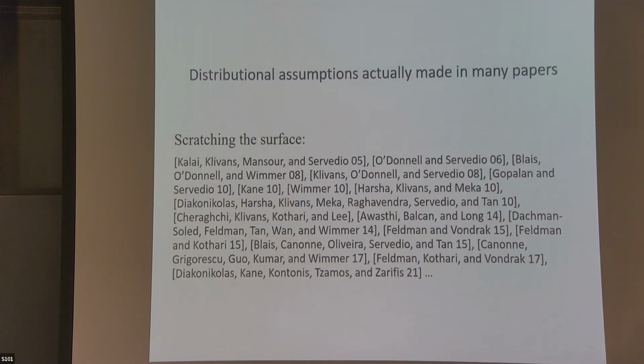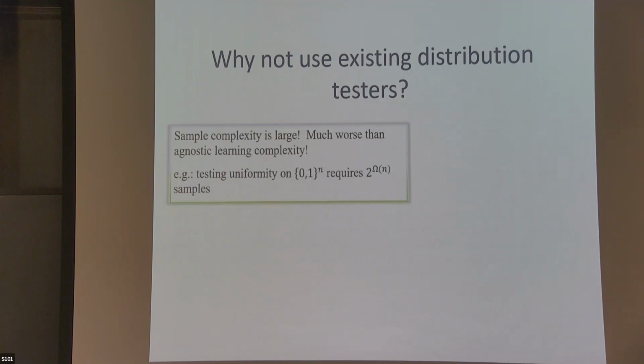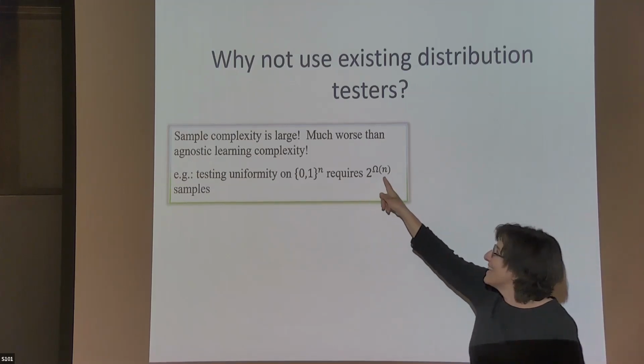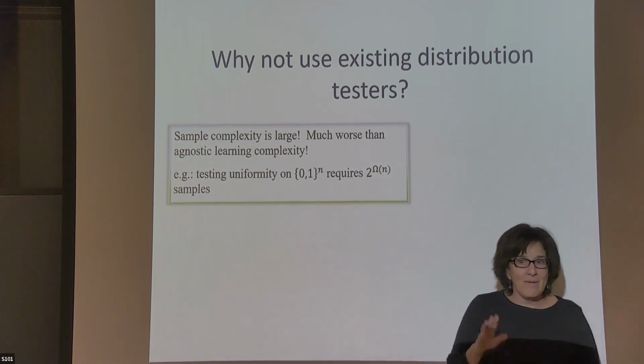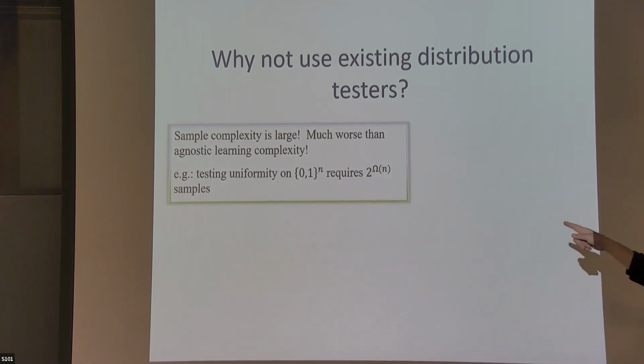Okay, so I just want to mention a lot of papers do this kind of thing. But why would you not, now you'd say, okay, good, let's test the distribution, then run the agnostic learner. But as you saw, testing uniformity takes 2 to the n over 2 samples, 2 to the dimension over 2. My n here is different, sorry about that, I just realized it. So let's just say this is no longer the size of the domain. Those n's should be d's.